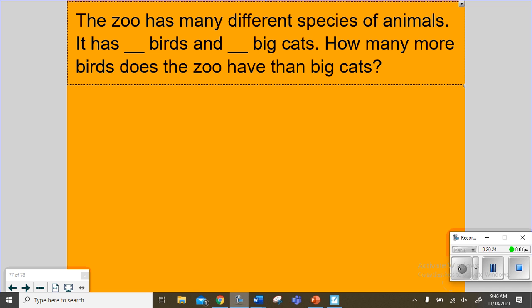Ashlyn? I wonder how many birds and how many big cats. Yeah, we don't know how many birds or big cats. Do you know which one might have more or less? The birds. How do you know that? How many more birds does the zoo have than big cats? Yeah, so we know that we are going to have more birds than big cats. We don't know how much more, but we know that there's going to be more. Sean, what do you notice? What do you wonder?